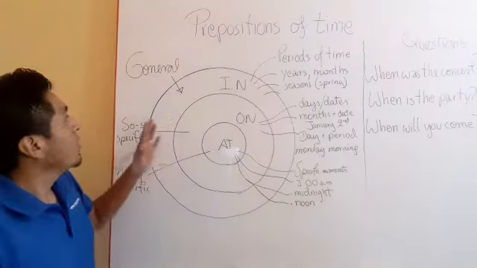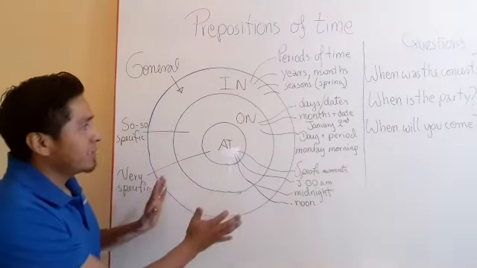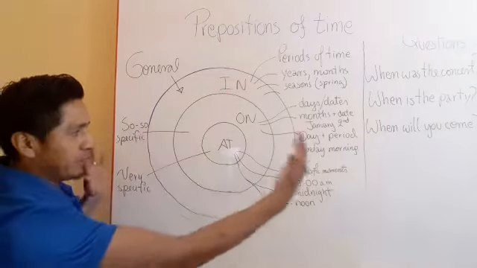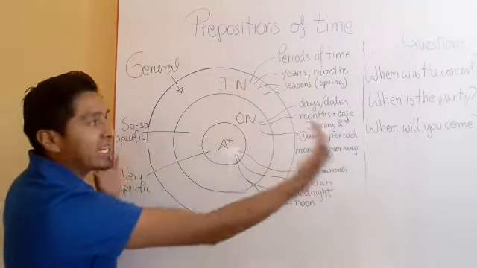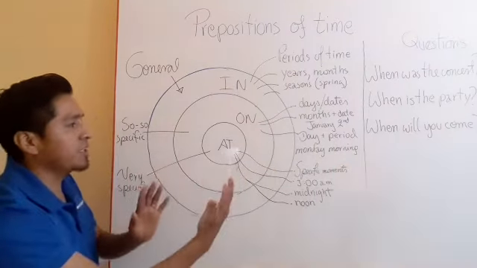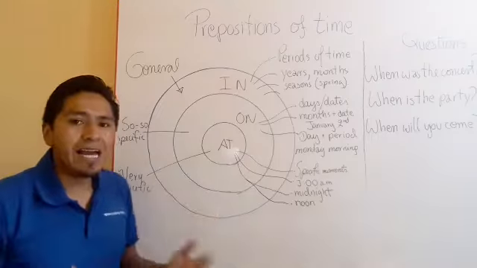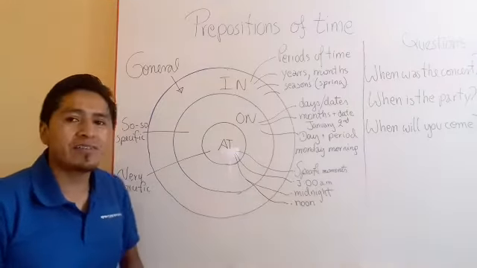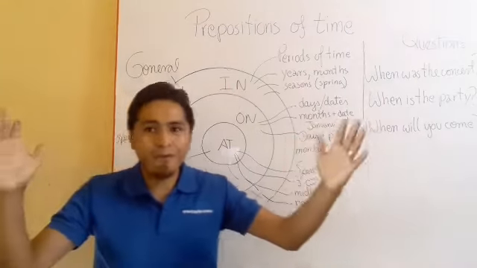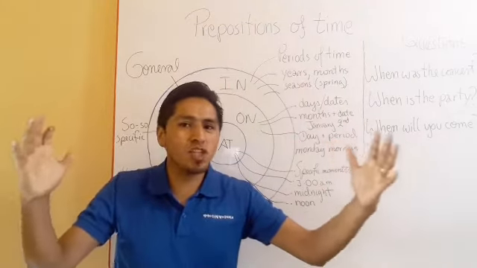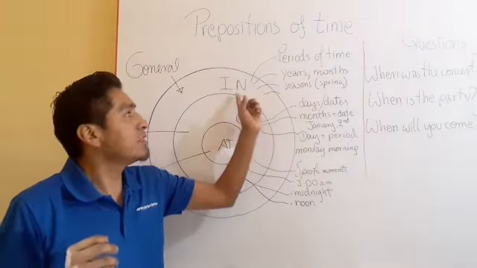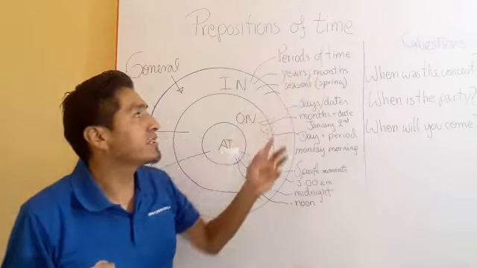Okay, now we have here this diagram, and we have here the preposition in the big part, because this is general. In the second part is on, because that is somehow more specific, and we have at, and at refers to something really specific. When we talk about in, this is big, something general. For example, periods of time. Preposition in describes periods of time.